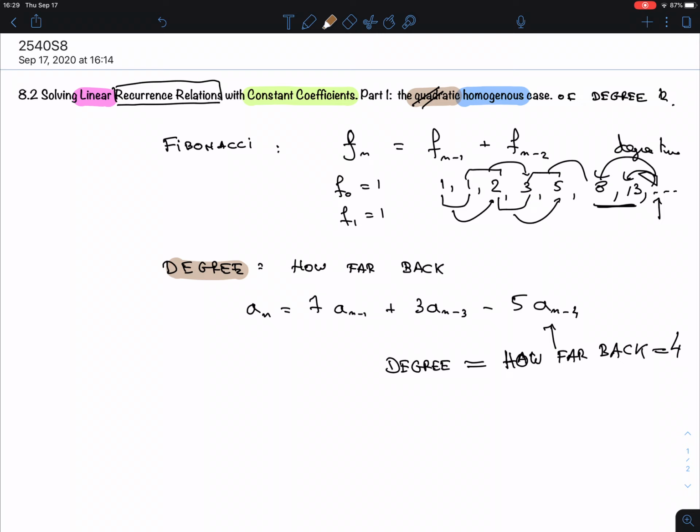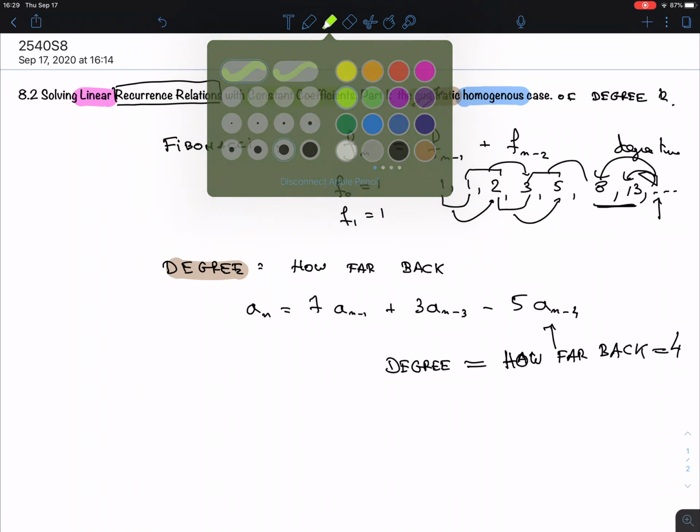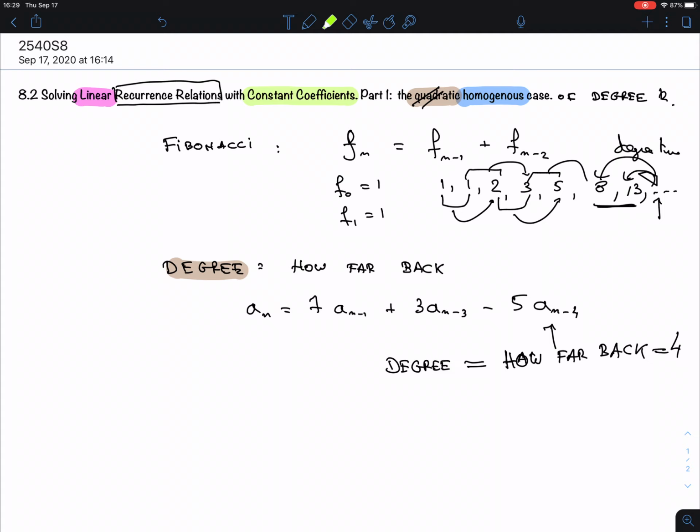What are the other things? Let's look at constant coefficients here. What does that mean? The coefficients are, of course, these numbers in front of the previous elements of the sequence. And what are they? Well, you would say they're numbers, right? But what matters to us is that they are constants. So constants means real numbers, because we're not working with complex numbers.